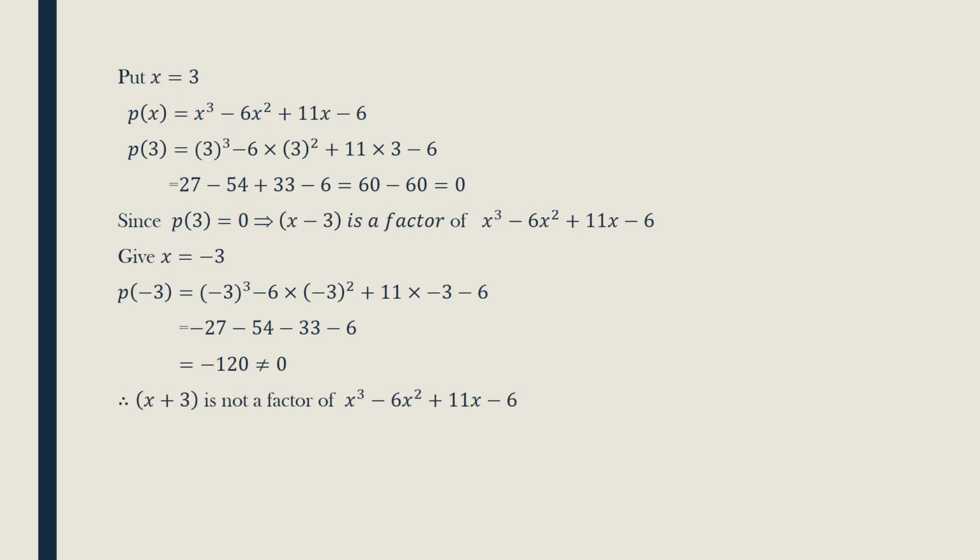We are going to give x is equal to 3. p of 3 is equal to 3 cube minus 6 into 3 square plus 11 into 3 minus 6, which is 60 minus 60 equal to 0. So finally, we obtain the third factor of the polynomial, which is x minus 3. Therefore, the factors of the polynomial x cube minus 6x square plus 11x minus 6 are x minus 1, x minus 2 and x minus 3. So we can write it as a product of x minus 1 into x minus 2 into x minus 3.